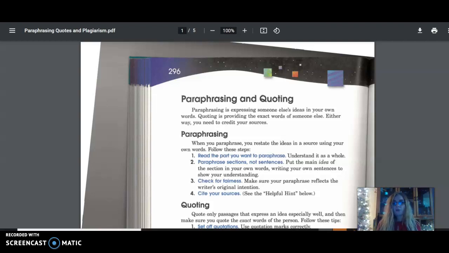Hello, today we are going to be talking about paraphrasing and quoting and plagiarism, and then we're going to look at a sample of a works cited page. And we're going to be looking at this because the next step in the research process is working on your note cards, and you're going to be using direct quotes and paraphrasing in your note cards.